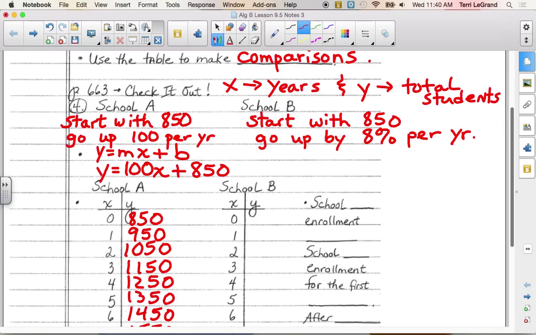Something that goes up 8%, we'd have to multiply, wouldn't we? That'll be exponential. And so when we have a multiplier, it's exponential, isn't it? A B to the x. So what's our model look like for that? Y equals A B to the x power. Okay, well, 850, what's going in for A? 850.